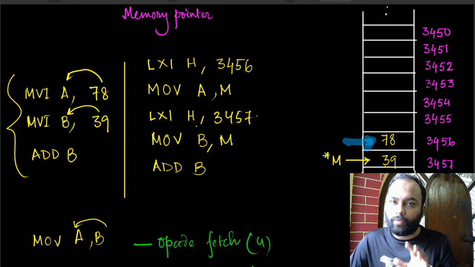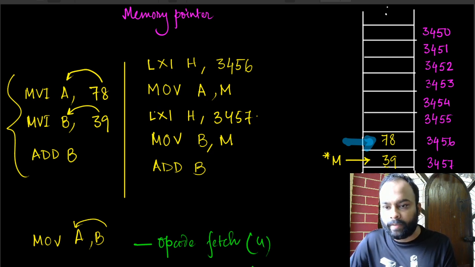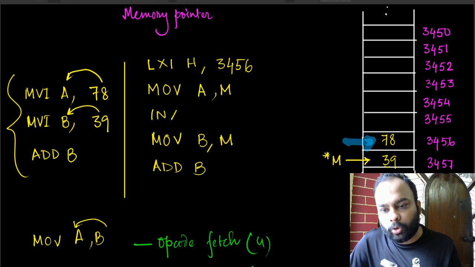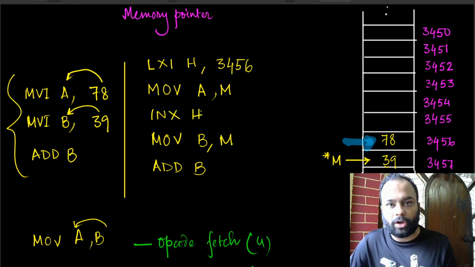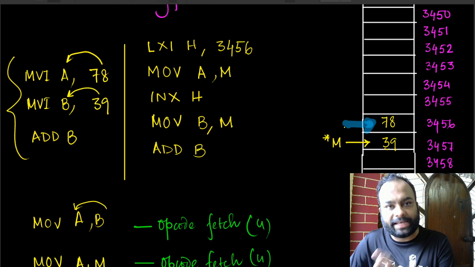But this is kind of wasteful. We do not do things like that because this is wasteful. That is why we use the increment operation to go to the next memory location. So this was pointing to memory location 3456. Now it will be pointing to memory location 3457, the next memory location.